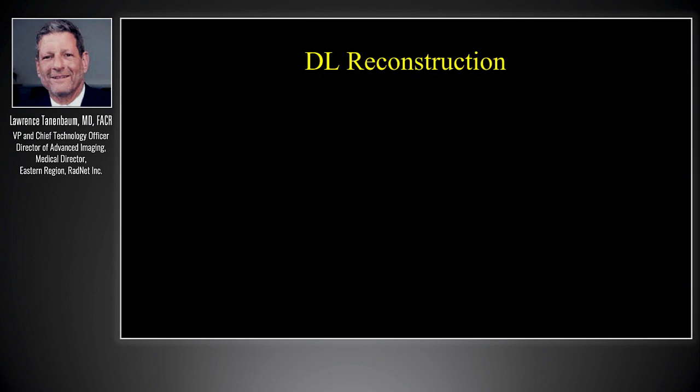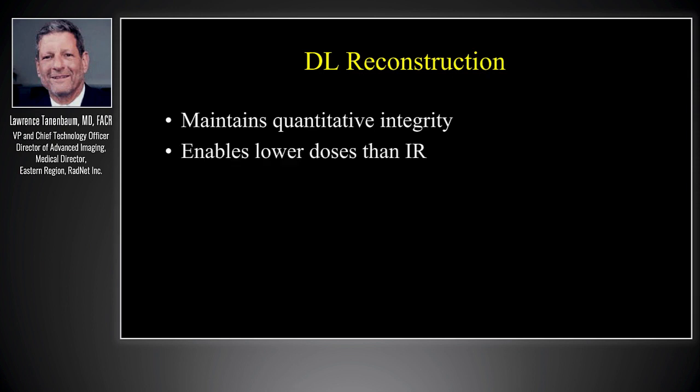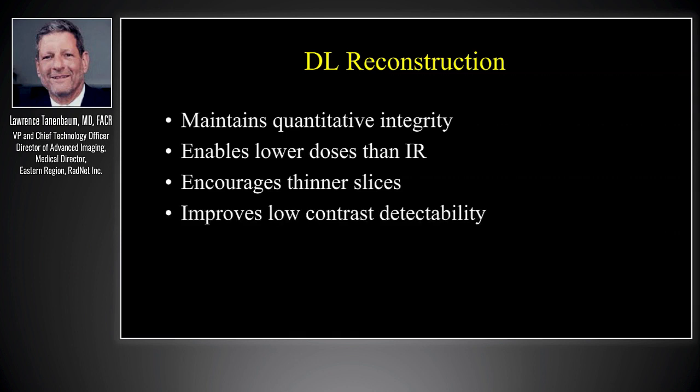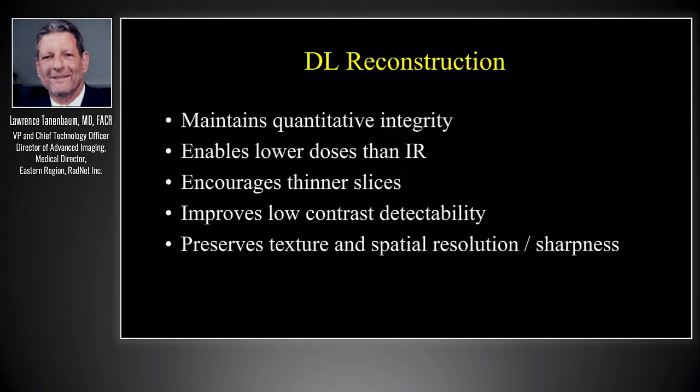So what does deep learning reconstruction do for you that iterative reconstruction couldn't? It maintains the quantitative integrity of the image. So the Hounsfield unit numbers don't change, which I think is really important academically. It certainly enables lower doses than conventional imaging with filtered back projection, and even lower doses than with conventional iterative reconstruction. With those lower doses and massively lower noise levels, it encourages you to use thinner slices for interrogation. And of course, anytime you add thinner slices, there are always more slices, but you can certainly imagine many circumstances where you'd like thinner slices. It does all of these things while improving the low contrast detectability, and essentially our contrast resolution. And most importantly, when you do deep learning reconstruction, you preserve the image texture and the spatial resolution and sharpness. You don't give up any odd texture that we've had to suffer through with iterative reconstruction techniques.